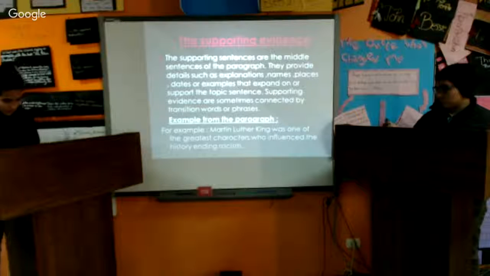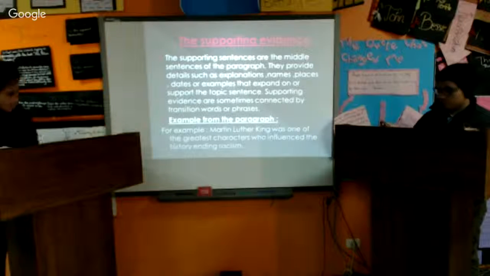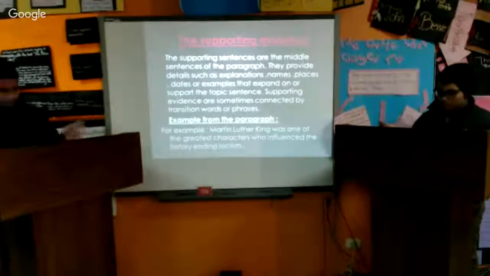Example from the paragraph: for example, Martin Luther King was one of the greatest characters who influenced the history of ending racism.